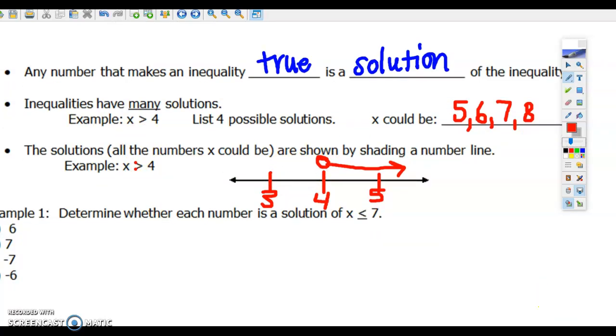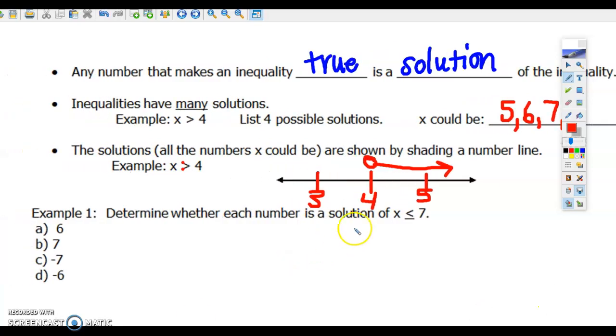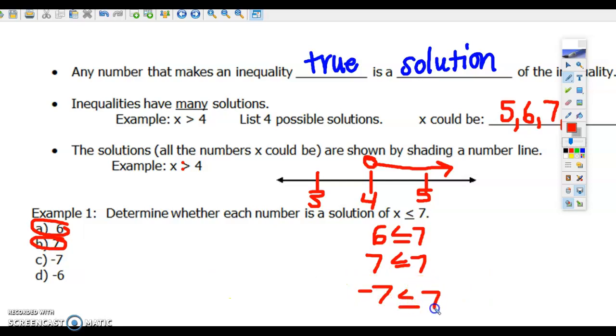All right, guys. Example 1. Determine whether each number is a solution of x is less than or equal to 7. Is 6, so you're testing each one, is 6 less than or equal to 7? Yes, it is. Is 7 less than or equal to 7? Yep, it's the equal part, so that one works too. Is -7 less than or equal to 7? Yes, it is. And is -6 less than or equal to 7? Yes, it is. So all of those are a solution of x is less than or equal to 7.